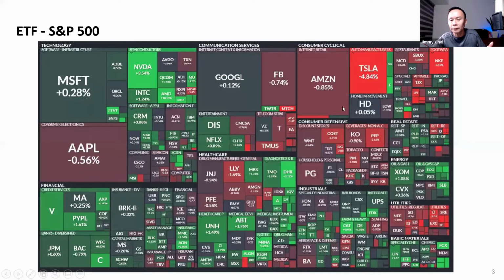Now, as you can see from here, the biggest market caps in the S&P 500 are Microsoft, Apple, Google, Amazon, Tesla, Meta. And then a smaller one would have Disney, Netflix, Johnson & Johnson, Pfizer, and Procter & Gamble.